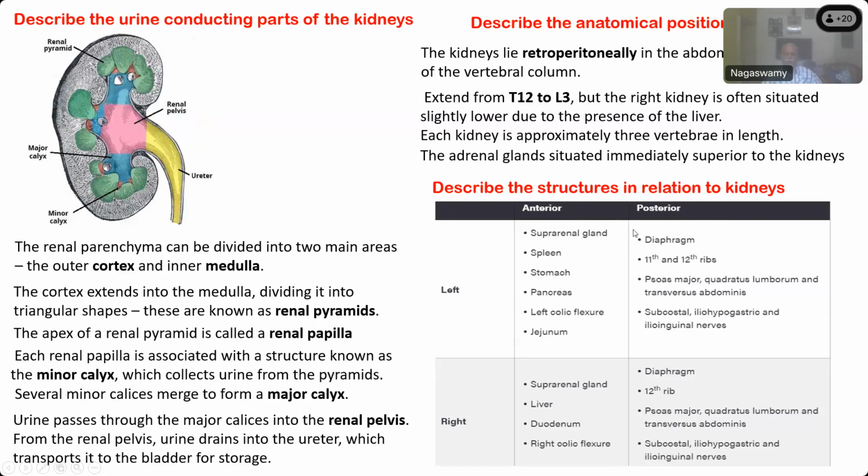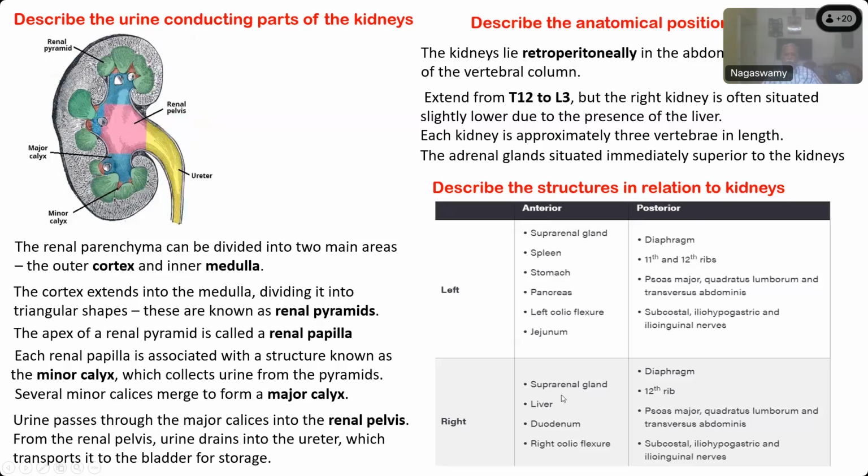On the left side, anteriorly there are the suprarenal gland, spleen, stomach, pancreas, left colic flexure, and jejunum. All the intestinal portions are close to the left side kidney. Posteriorly, it is related to the diaphragm, 11th and 12th ribs, psoas major, quadratus lumborum, and transversus abdominis, subcostal, iliohypogastric, and ilioinguinal nerves. So these are all the relationships for the left kidney.